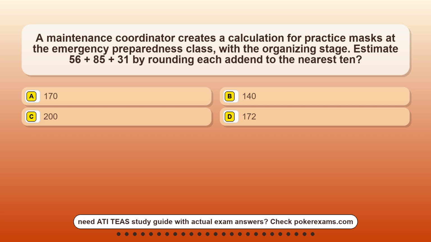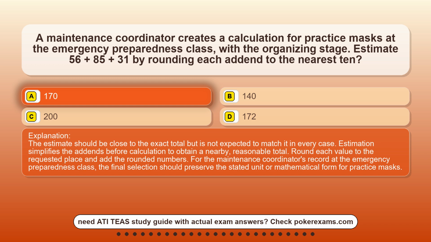Option A, 170. Option B, 140. Option C, 200. Option D, 172. The correct answer is option A, 170. The estimate should be close to the exact total but is not expected to match it in every case. Estimation simplifies the addends before calculation to obtain a nearby, reasonable total. Round each value to the requested place and add the rounded numbers.